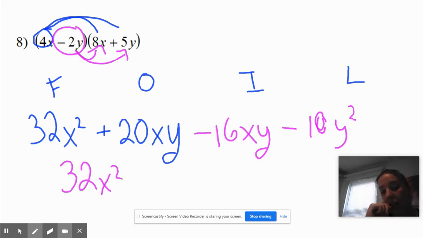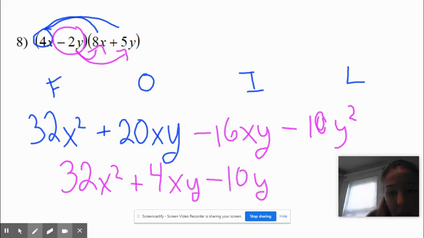Okay, 20 minus 16, don't overthink that. 20 minus 16 is just 4, positive 4xy, and then minus 10y squared. 32x squared plus 4xy minus 10y squared.